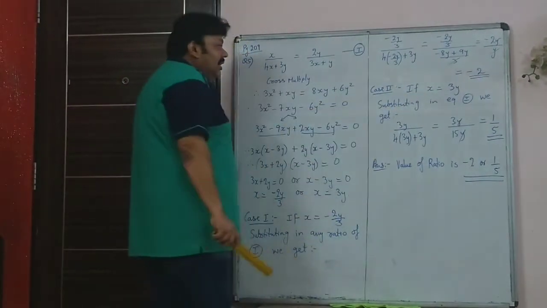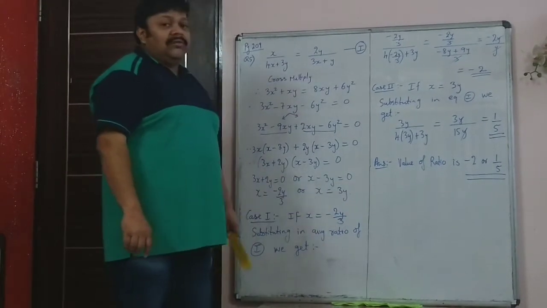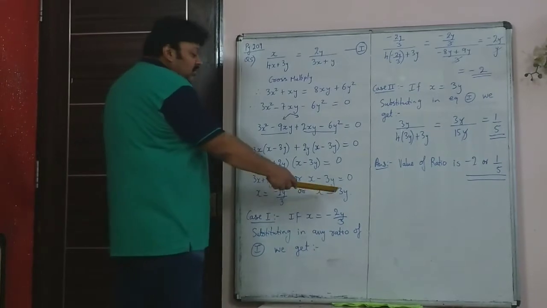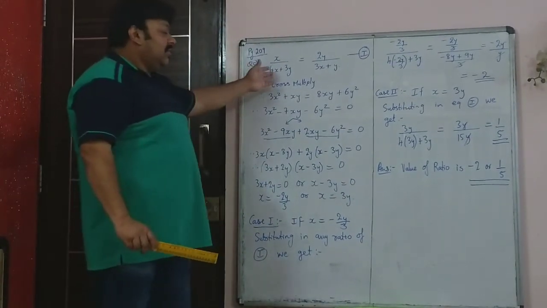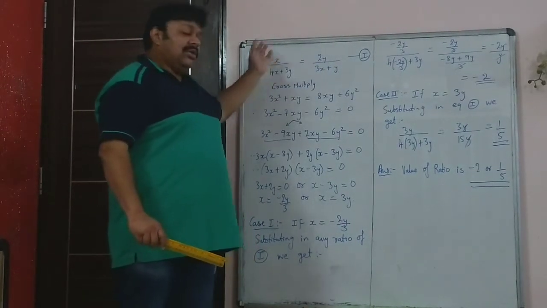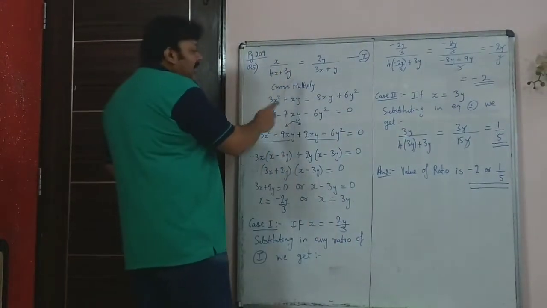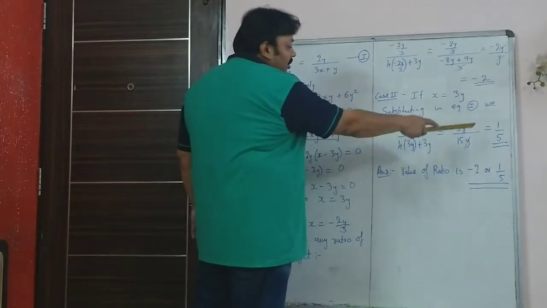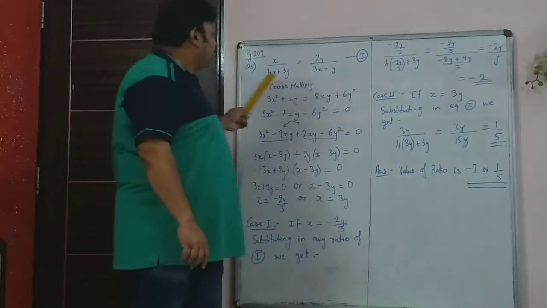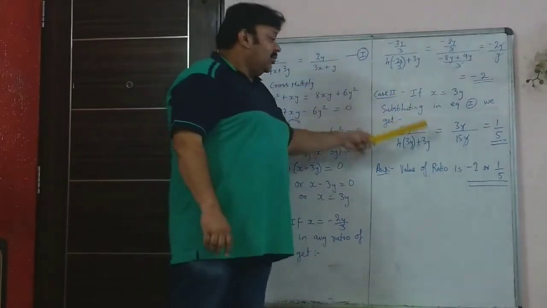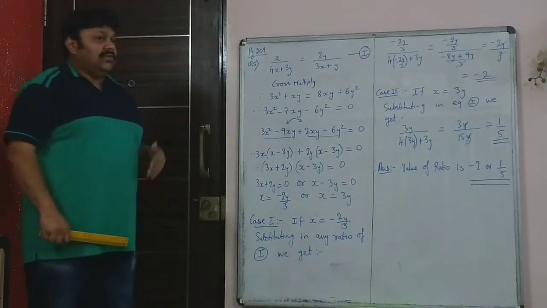Now second case, x is equal to 3y, that's the second case you had got when you did the factorization. That also you can substitute either here or here, doesn't matter. Whether you substitute on the LHS or RHS, this equal to means the answer will come same. So when you substitute x is equal to 3y in the left hand side, you are getting 1 upon 5. So this means that the value of the ratio is minus 2 or 1 by 5. That's how you will solve this fifth sum.